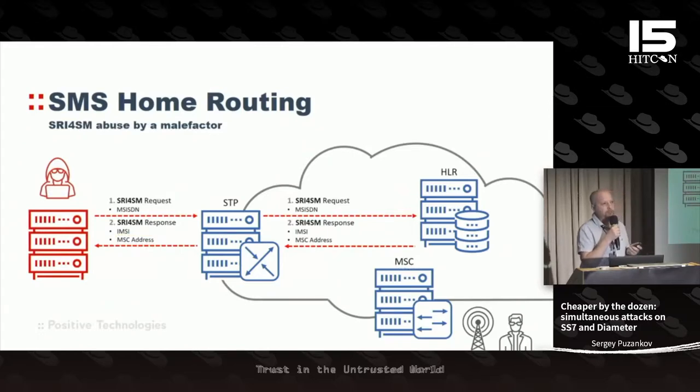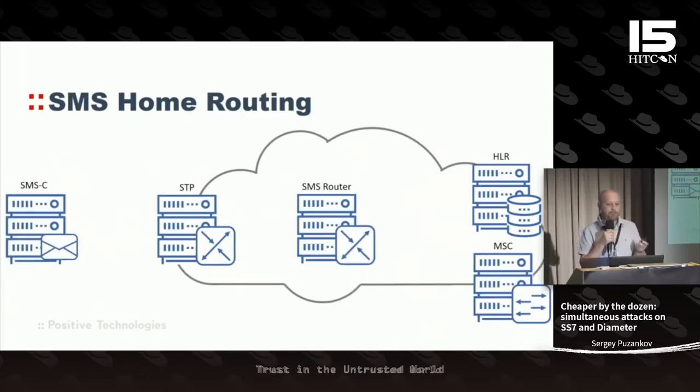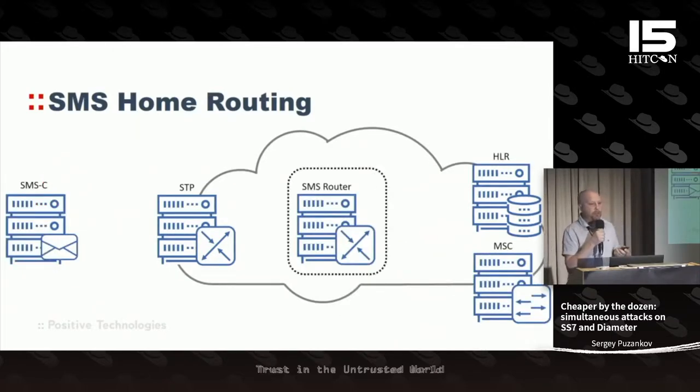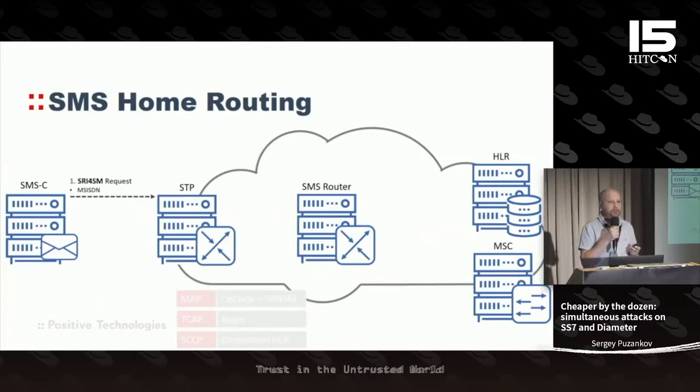When an intruder appears on the SS7 network, they can use this signal request, send routing info for SM, to retrieve confidential subscriber data like IMSI and the MSC address. And now, SMS home routing. SMS home routing introduces one more network element on the signaling network. It is called the SMS router. And now, the send routing info for SM request comes to the STP.